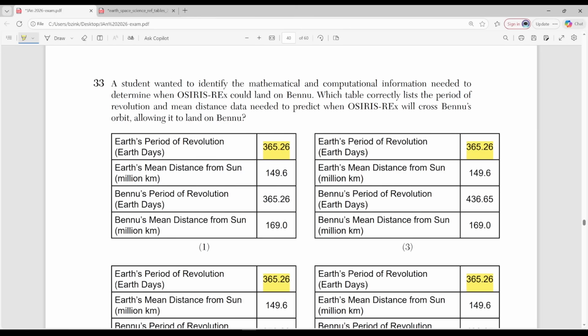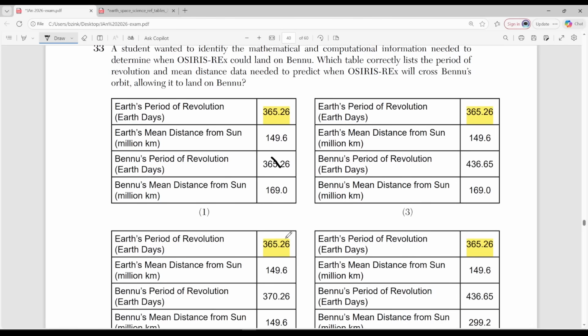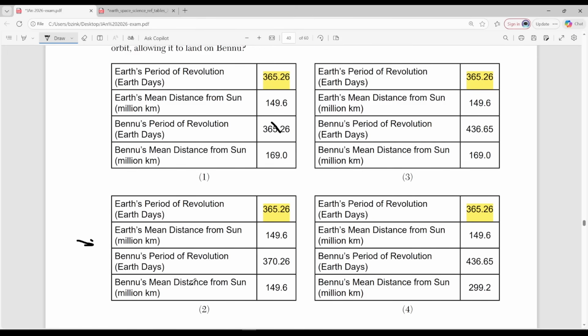Okay, Bennu's period of revolution. It's further from the Sun than the Earth, so it cannot be the same. It has to be more. So this is not right. So I'm automatically going that this is probably right, but we'll keep checking. The mean distance from the Sun is going to be a little further than Earth's mean distance from the Sun. So again, 149.6, I'm still leaning towards 2 for some reason. This is much further.